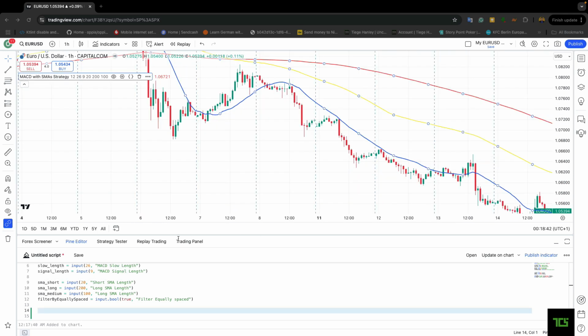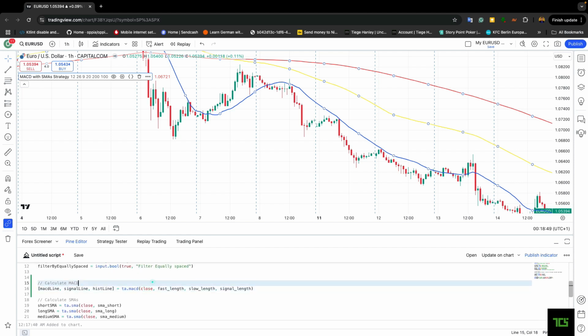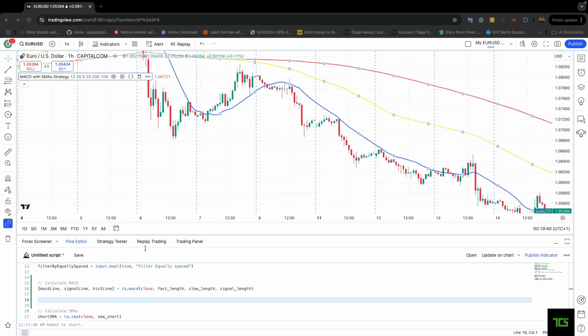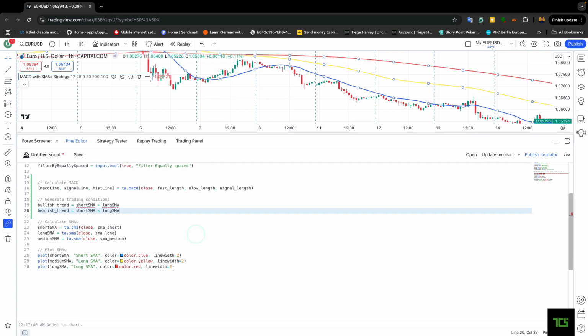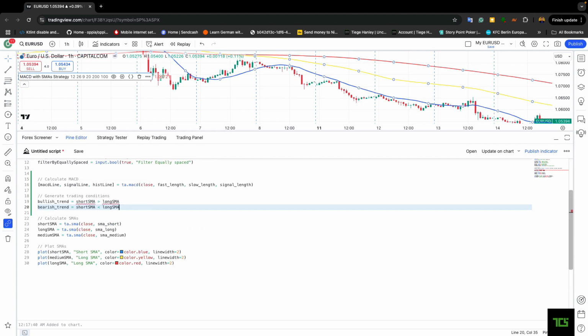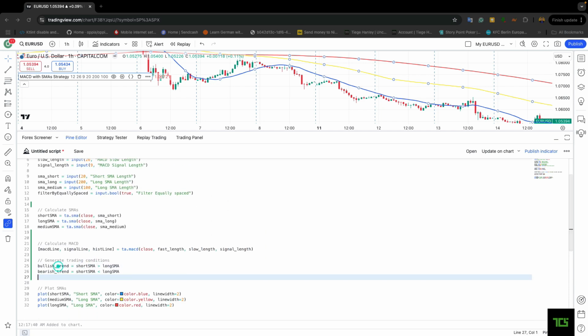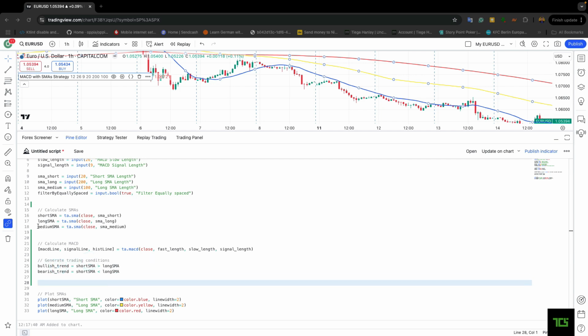But to calculate the MACD itself, we use the MACD function, which is ta.macd. You can read it up from the reference manual. So let's generate the trading conditions. The bullish trend is when the short SMA is greater than the long SMA. Now that we have generated the trading conditions, we also want the MACD crossover too.